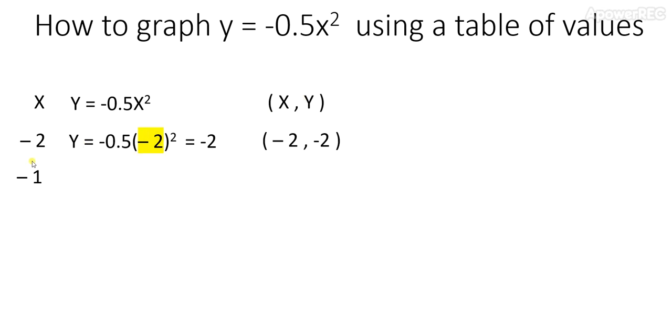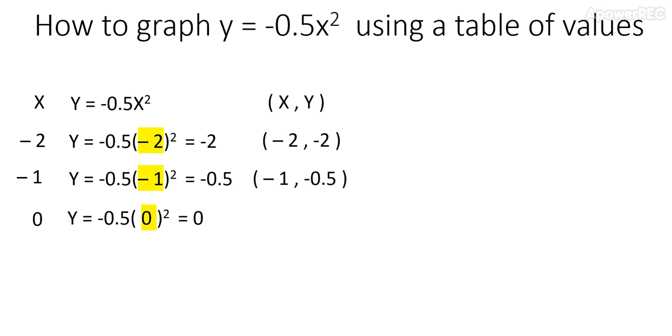Likewise, if we substitute -1 into the equation, we have -1/2 times the quantity of -1 squared, and you should get -1/2 as your result. The pairing therefore is -1, -1/2. And if x is 0, we substitute 0 into the equation and we get y equals -1/2 times 0 squared, which is 0, and the output is 0, 0.